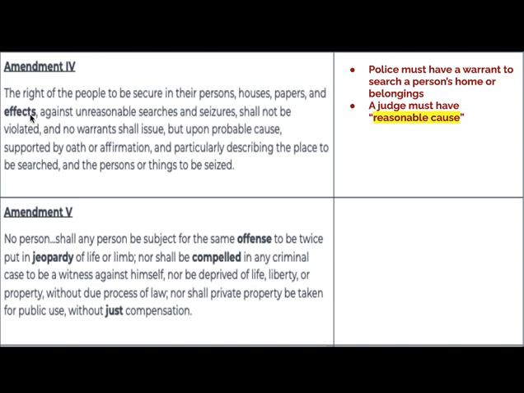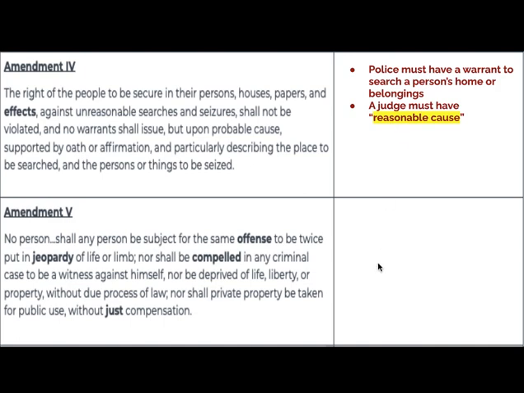Again, the police must have a warrant. And the second element here is that a judge, in order to issue said warrant, needs to have probable cause or reasonable cause. They can't just say, Mrs. Lopez, you look suspicious. We're going to search your house. They need to have some sort of evidence to actually put that warrant into place. There has to be some check on the power of the judges.